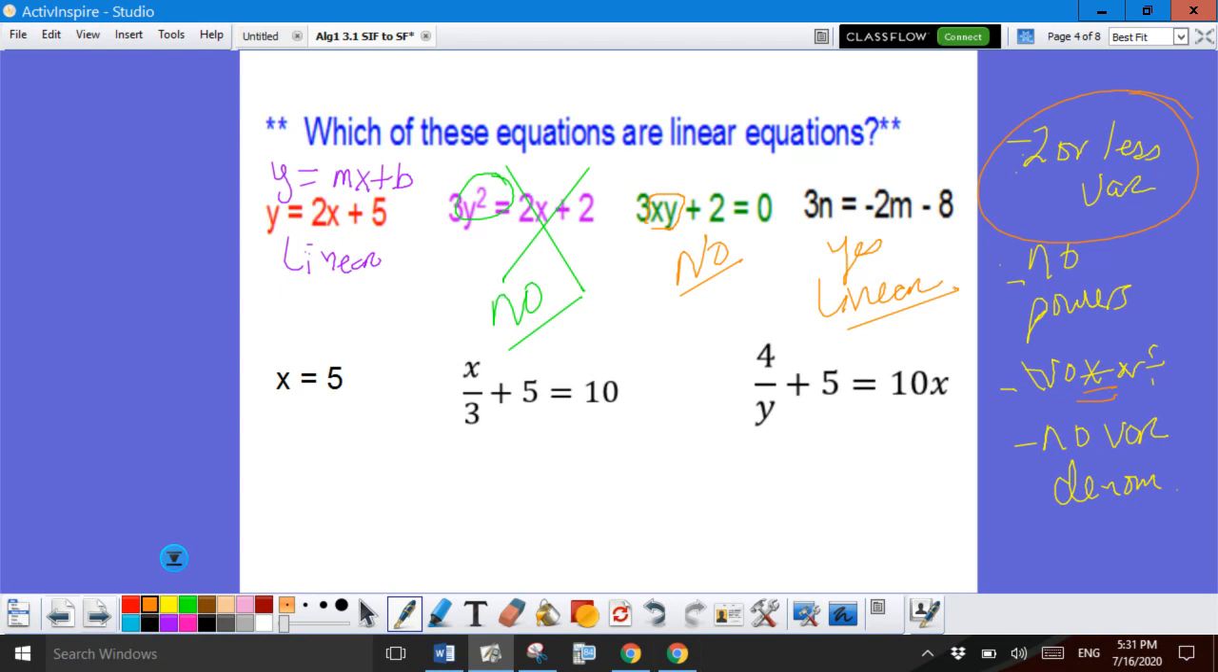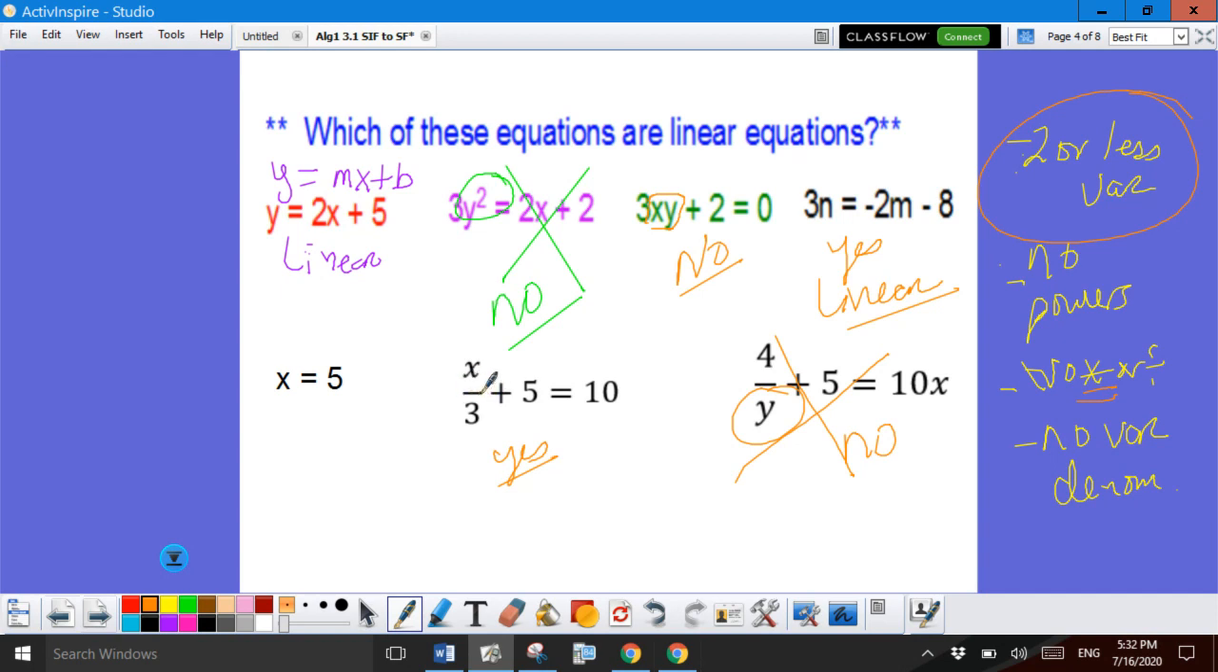Okay, let's go ahead and start with which ones are not linear. Hopefully you crossed this one out and you said that is not linear because there is a variable in the denominator. We cannot have a variable on the bottom. Okay, variables have to be on top. They cannot be on the bottom. These 2 are linear.